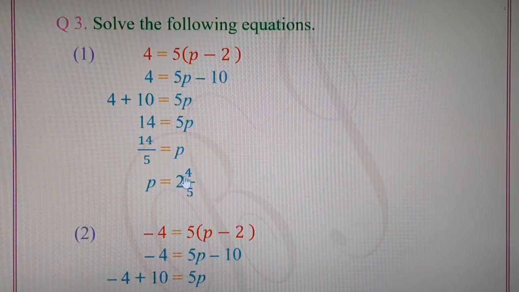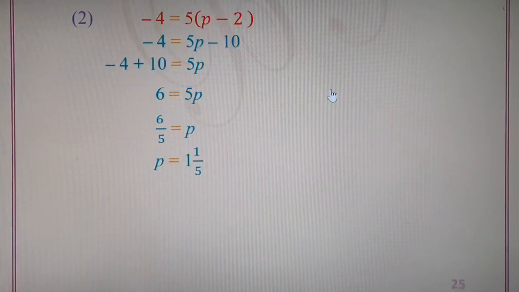So we have counted 4 as additional numbers. Hence 5 2s are 10 and the remainder 4 will be carried. So p is equal to 2 integer 4 upon 5 is our final answer.